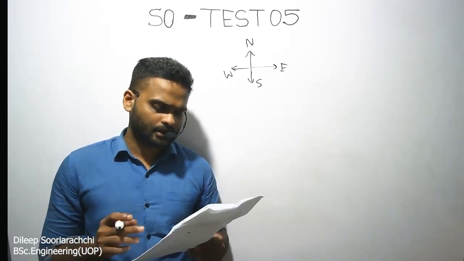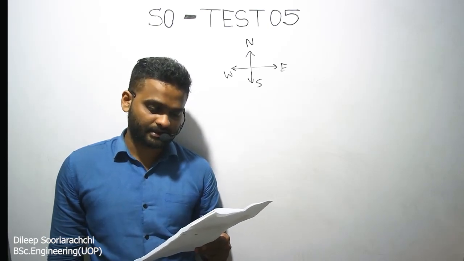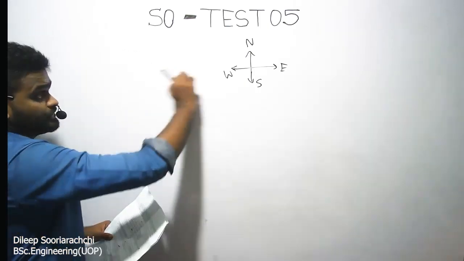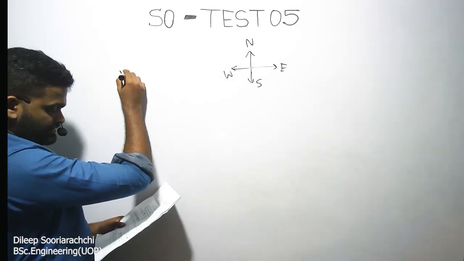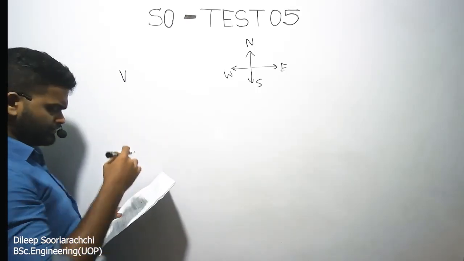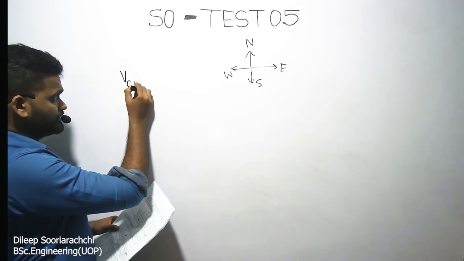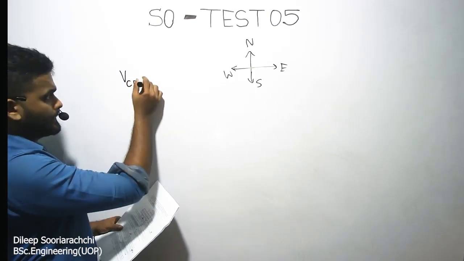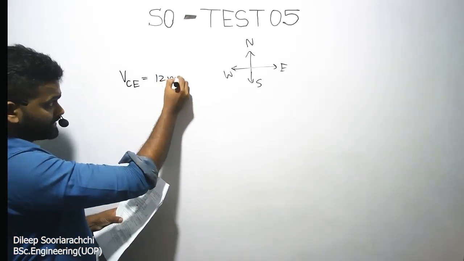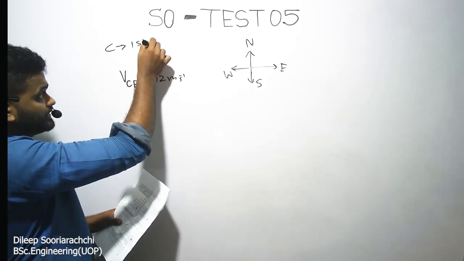13th question. A cyclist is riding at 12 meters per second east relative to the ground. Ground means earth. So east, right? East means this side. Let's say there are two cyclists. Velocity of the cyclist relative to ground, which is earth, moving to east, that is 12 meters per second. So C is the first cyclist.